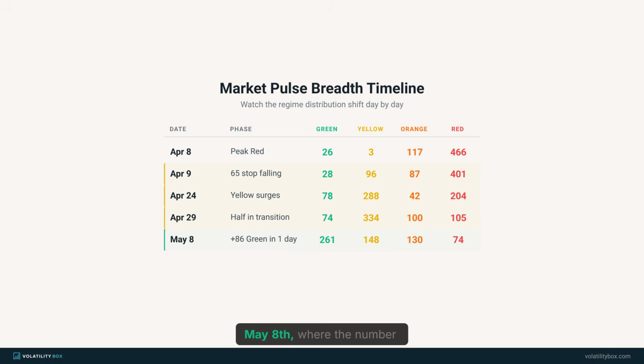Then you had May 8th, where the number of stocks that were in this market pulse of acceleration, so the green market pulse, surged by 86 in a single day to hit 261. That confirmed the recovery, not by the VIX falling back to 15, but more by the breadth of the actual stocks entering this uptrend, suggesting that the fear has been removed from the market.